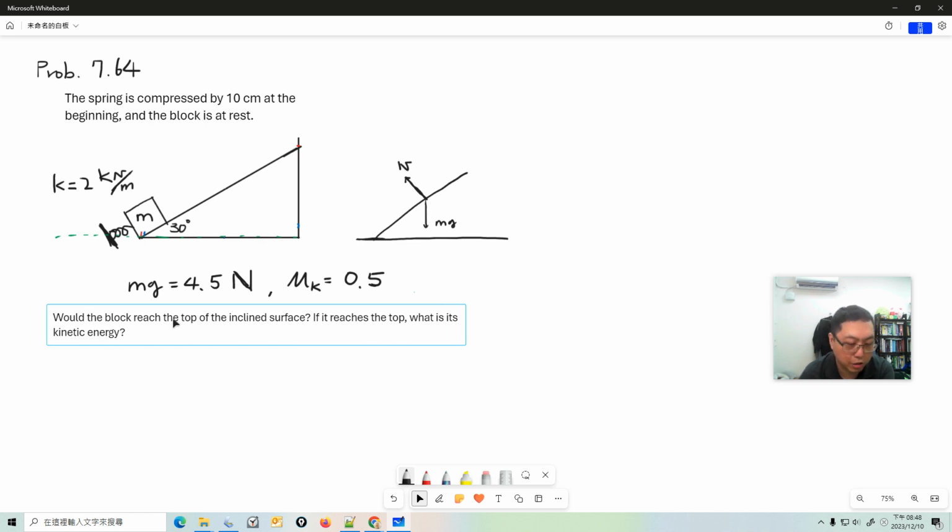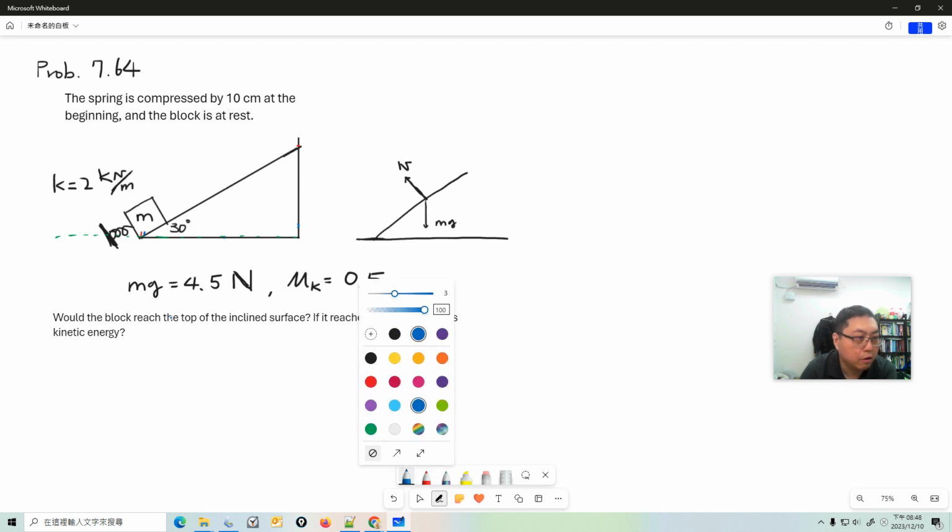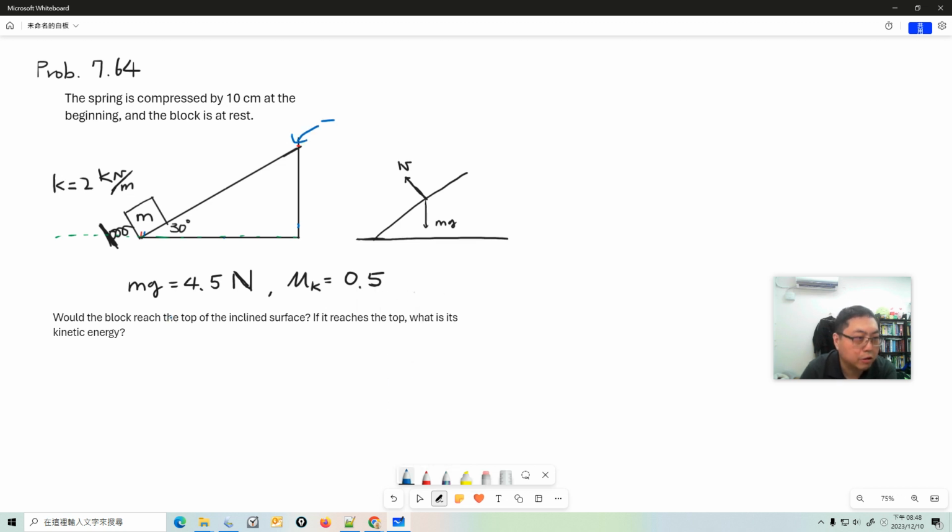Top means here. Okay, this is the top position. This inclined surface is not frictionless. It has friction. It gives you the kinetic friction coefficient 0.5, and the weight of this block is 4.5 Newton, and the elastic constant, or force constant, of the spring is 2 kilonewton per meter.